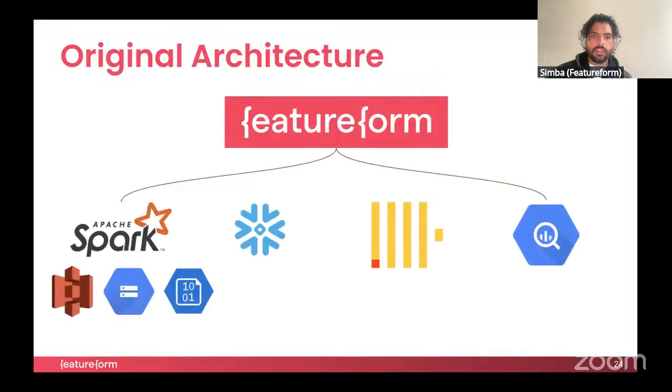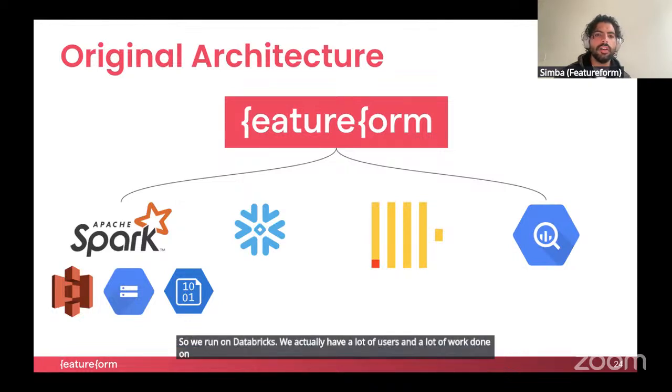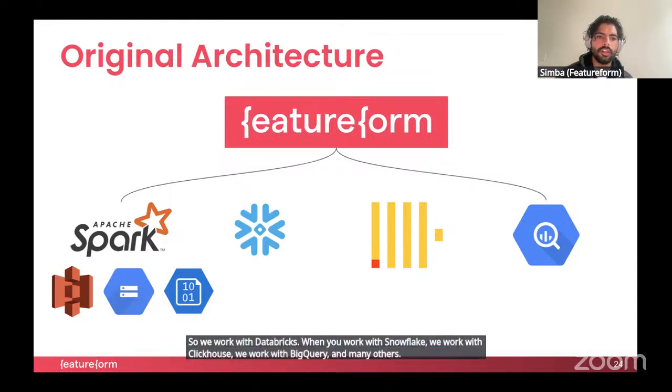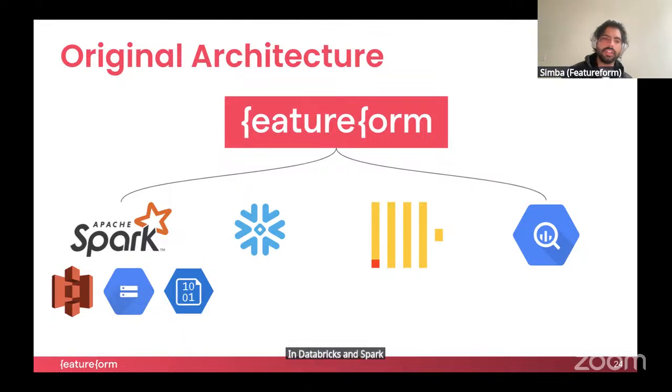Okay, let's talk a bit about performance and everything. So Featureform is built to run on any data infra that you need. So we run on Databricks. We actually have a lot of users and a lot of work done on the Databricks ecosystem. So we work with Databricks, we work with Snowflake, we work with ClickHouse, we work with BigQuery, and many others. In Databricks and Spark, we also support S3, GCS, Azure Blob, etc.